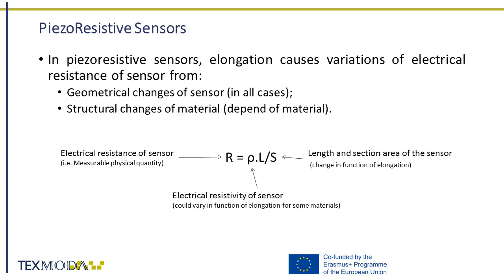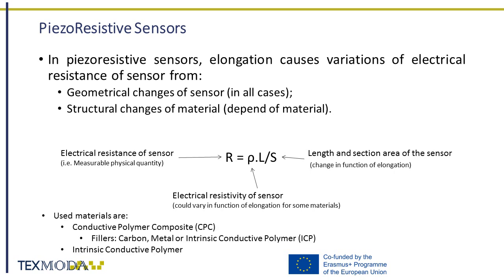The second origin of electrical variation is due to structural changes of materials, Rho in equation. Amplitude of these structural changes depends on the materials. It's null for the metal and can be important for conductive polymer composites. In smart textile field, used materials to develop the piezoresistive sensors are conductive polymer composite (CPC), with carbon, metal, or intrinsic conductive polymer as filler, but more and more intrinsic conductive polymer-based sensors are developed.